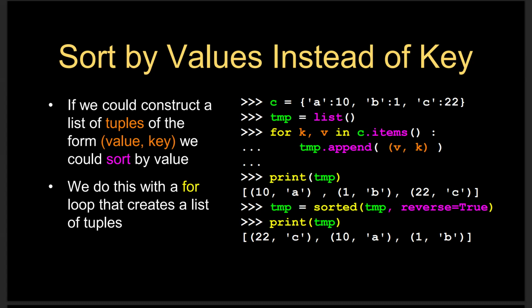Whenever you print that, we will get 10, a; 1, b; 22, c in the form of tuples. These tuples are stored in the temp variable. It means in the list we are storing each key-value pair as a tuple. Likewise we are storing. After that, temp equal to sorted(temp, reverse=True).